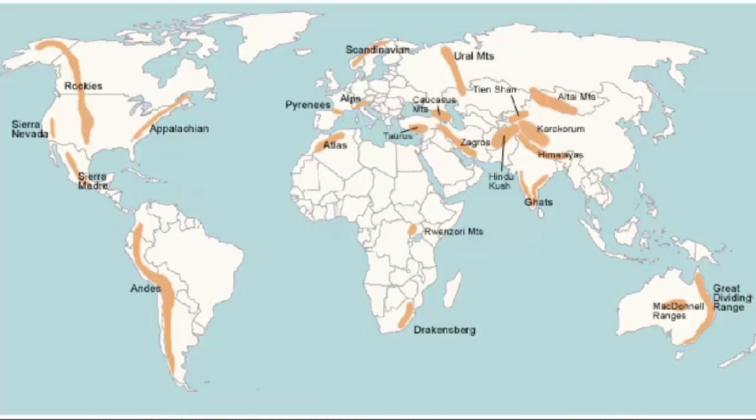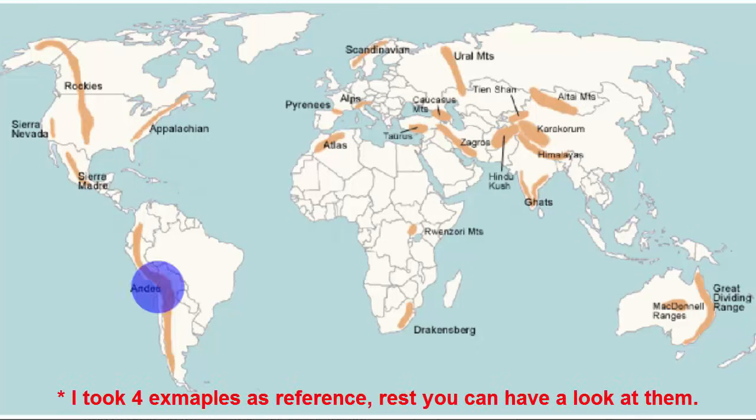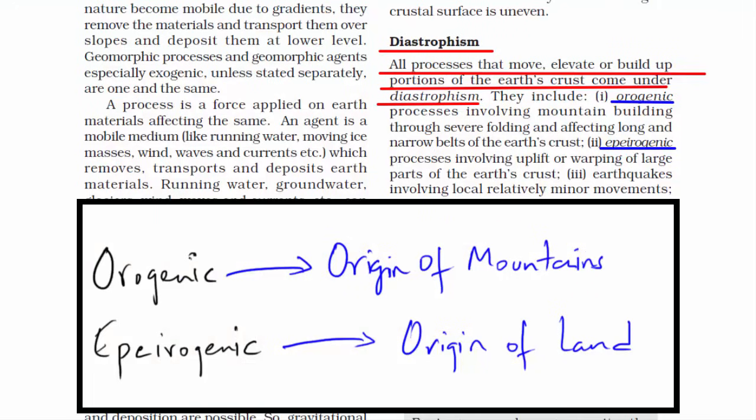Now let me show few places of earth where this kind of mountain building processes took place. You'll find long mountain ranges in all these places. Here we have the Andes, then here is Himalayas, then here is Ural Mountains. This part is known as Rocky Mountains of Western United States. So always remember orogenic is a mountain building movement and epeirogenic is a land forming movement.